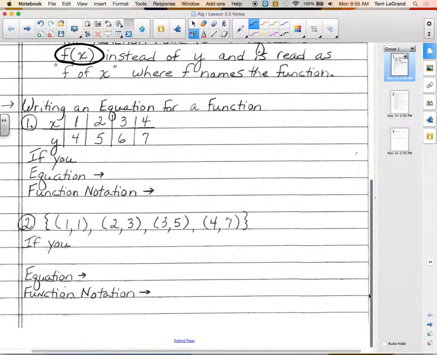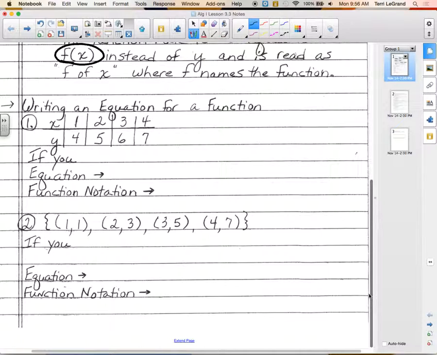So let's start by learning how to write an equation for a function. First thing we're going to have to do is decide what would be the function rule. So right here, we're going to determine the function rule. So what's happening in that table? Remember, x is the input. We put something in for x, and it outputs the y. So what's happening in that table of values with those x's and those y's?